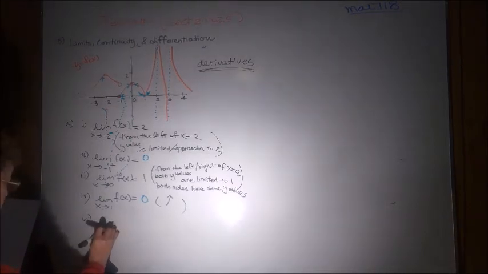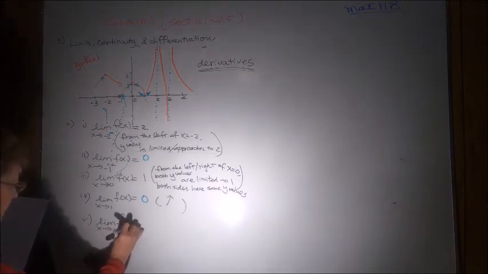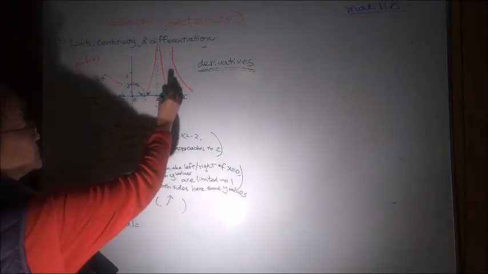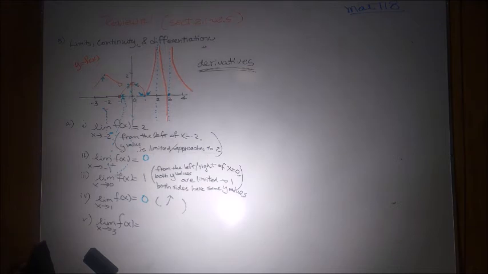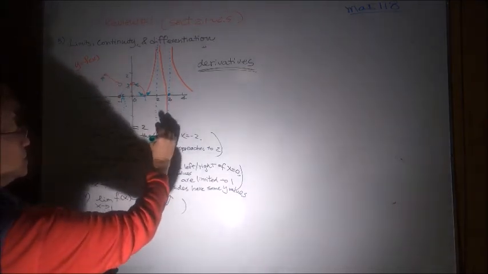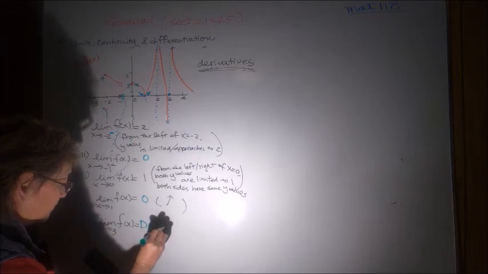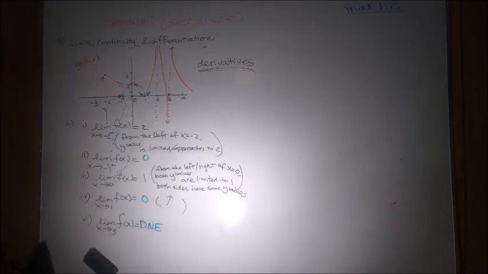If we do this one, x is approaching 3, what's your f of x? So at 3, at this point of time, from the left hand side would be what? All the way here, negative infinity, right? From the right hand side would be what? Positive infinity. Besides, they are not the same numbers, right? Also, they don't even have exact numbers. That means what? They don't exist.